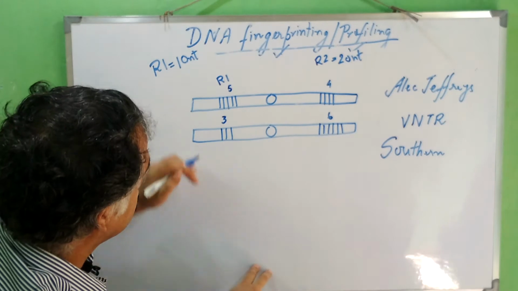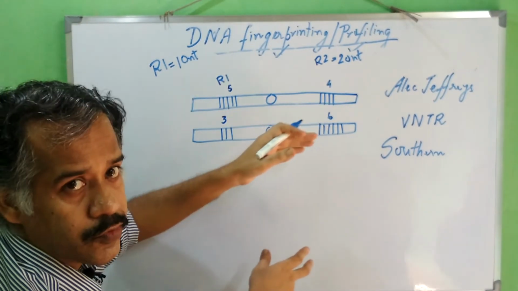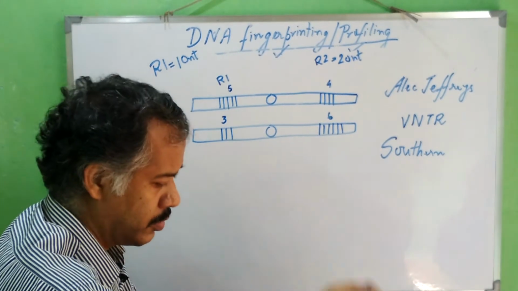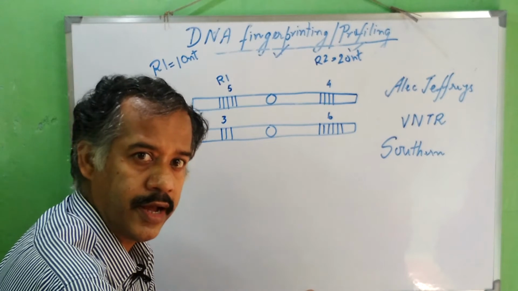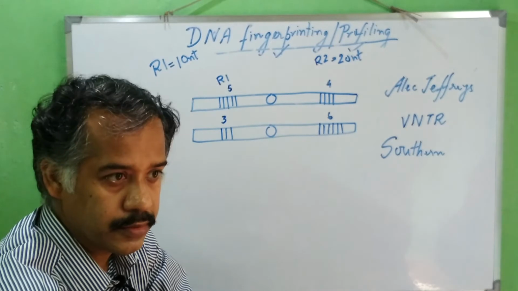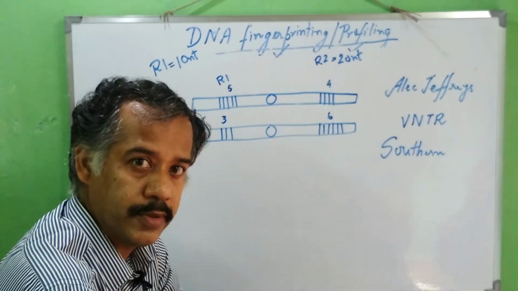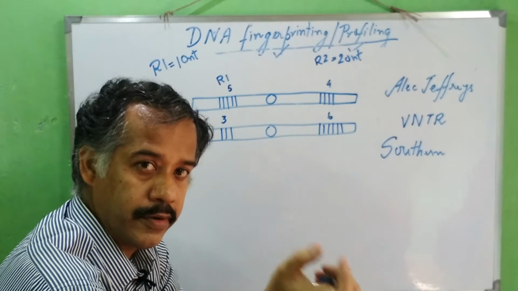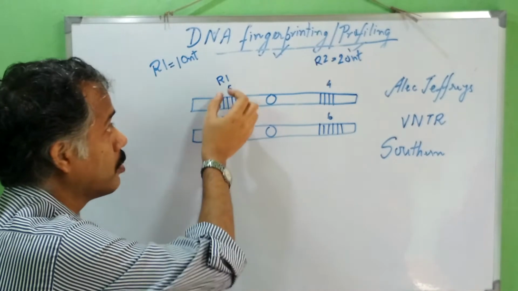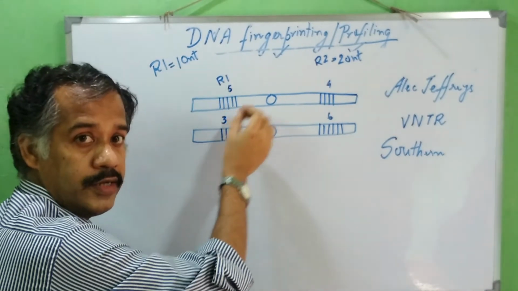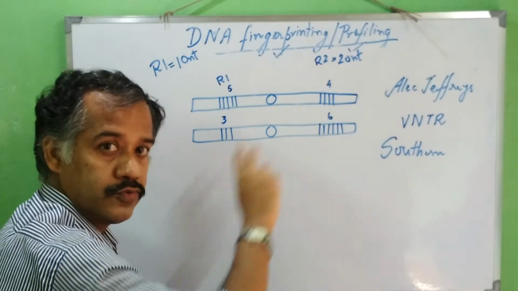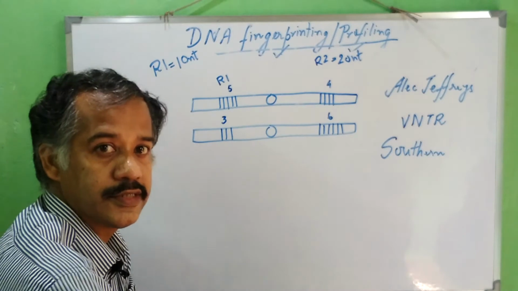So now what he did, he digested genomic DNA with restriction enzymes, like HaeIII or HinfI, and ran them on an agarose gel. The bands separated as per their size. He transferred them to a membrane, and then he probed those membranes with a radioactively labeled short DNA, which was complementary to the repeat sequences, separately for R1, separately for R2. He had 2 probes. He probed for R1, for R2, and he got a set of bands.